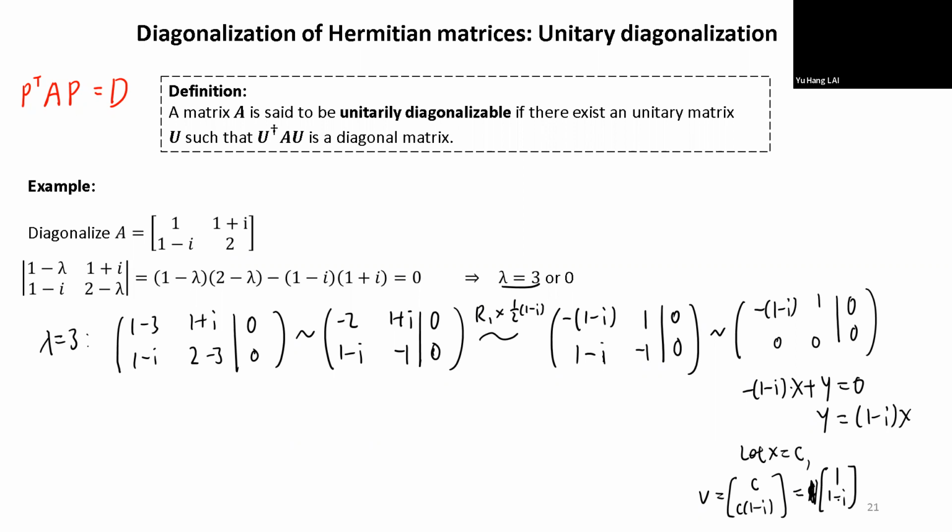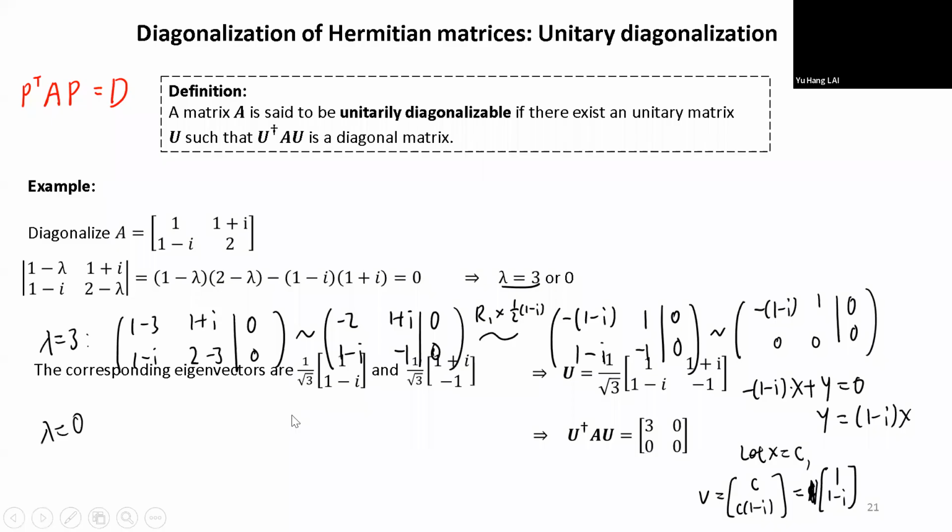So then you can go ahead and try the other case, for lambda equals 0. The answer is in the lecture notes, but you can verify that you can get that. Okay, so that's so much for this part, some special types of matrices.